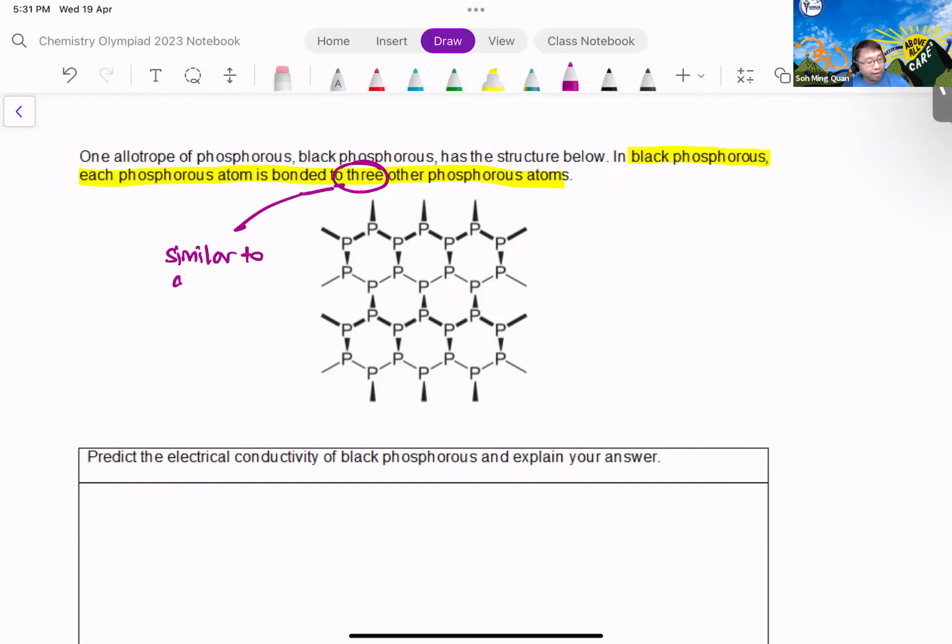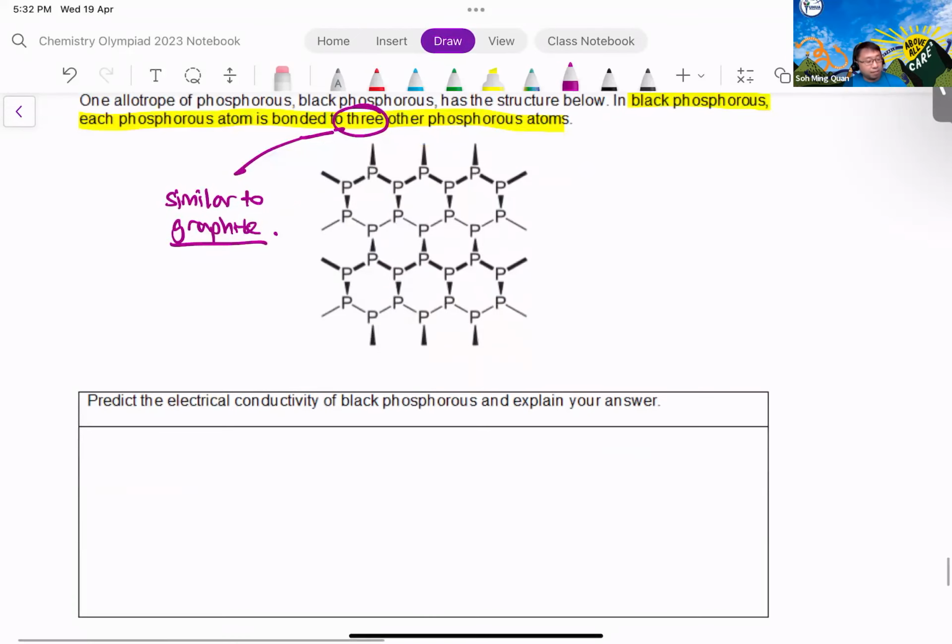to graphite. So if you recall, right, carbon can exist as 2 different allotropes, graphite or diamond. In graphite, each carbon is bonded to 3 other carbon atoms. Similarly, in black phosphorus, each phosphorus is bonded to 3 other phosphorus atoms. So this is similar to graphite. Therefore, black phosphorus, being similar to graphite, is a good conductor of electricity.